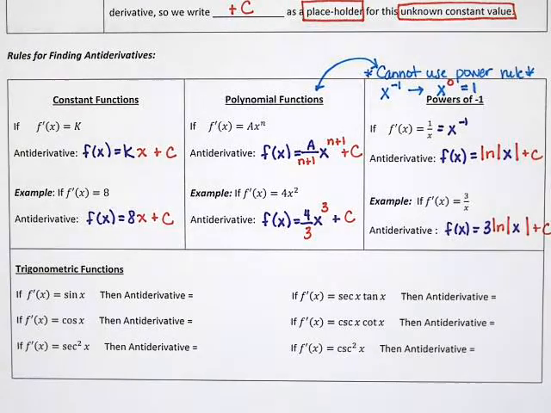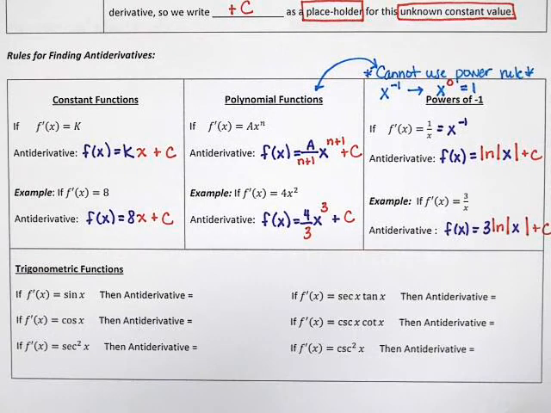Now the rest of these rules are pretty straightforward. Personally, I think these three rules are the most difficult ones to master at the beginning. Hopefully they make sense to you right now. Here are some rules for trig functions, natural log functions, e functions, etc.